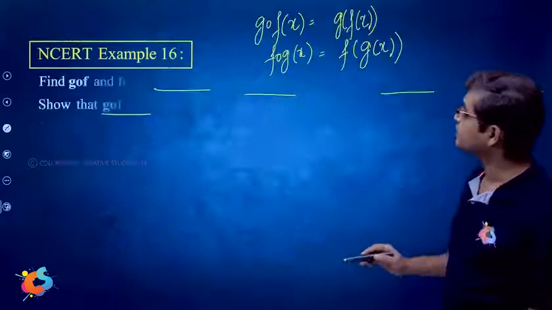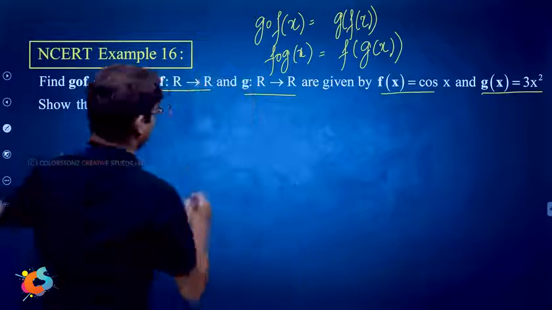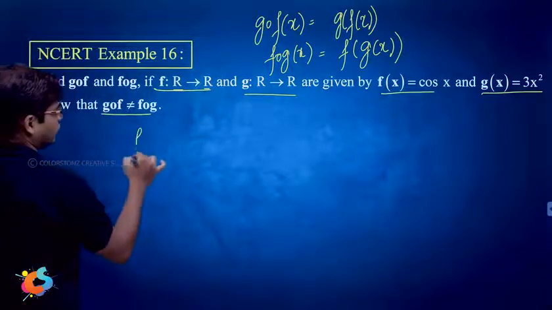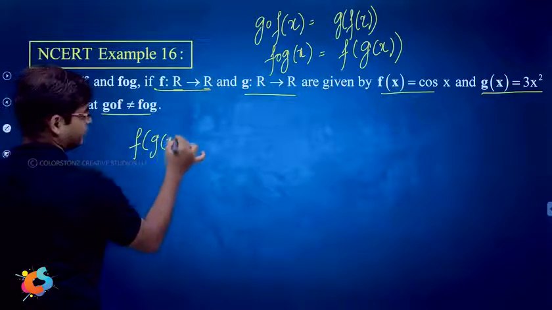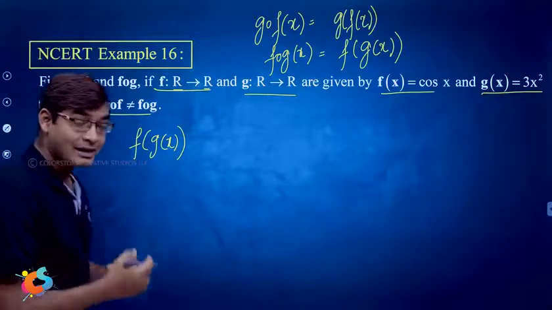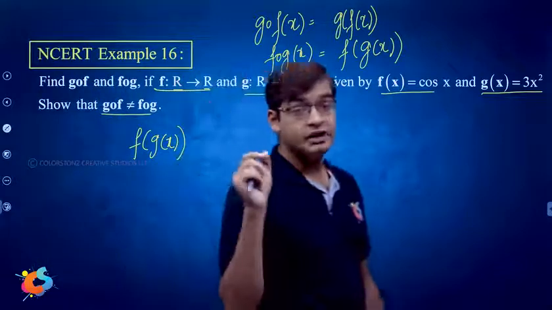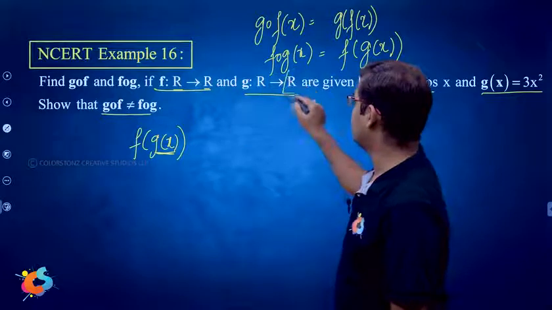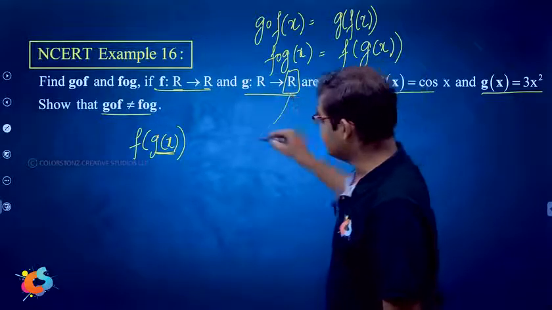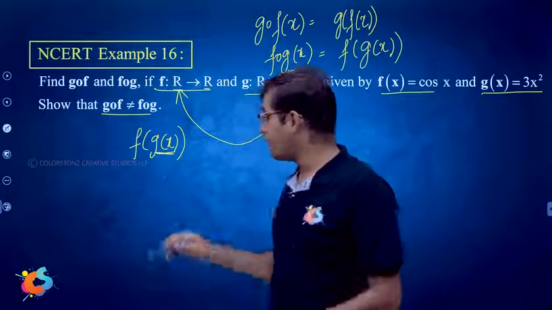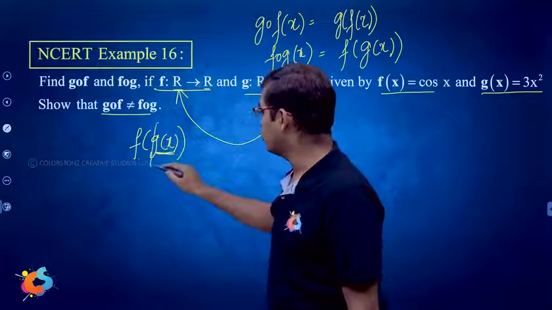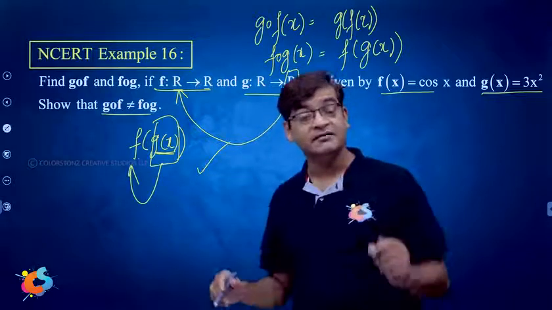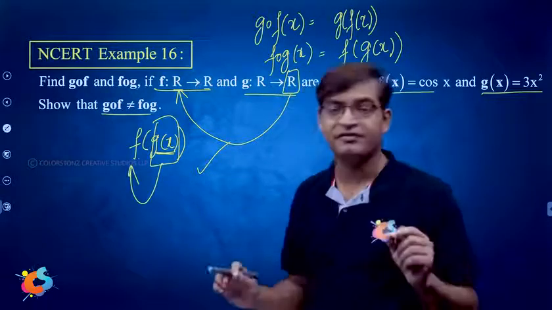But let us come here. In this case, f is a mapping from R to R, g is also a mapping from R to R. So if you are talking about f circle g of x in this case, then it will be defined, because the outputs of g are all real numbers, and the same set is the domain of f. So the codomain of g is the same as the domain of f, and f circle g will be defined.